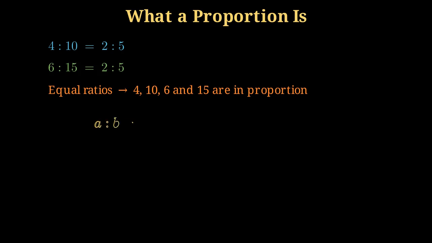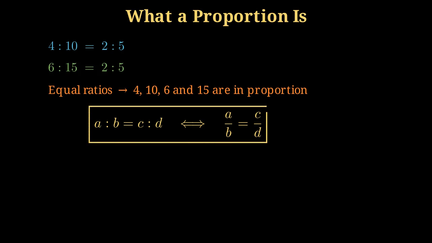In general, 4 numbers A, B, C, and D are in proportion if the ratio A to B equals the ratio C to D, and we can always write that as a fraction equation. A over B equals C over D. This one line is the whole ratio method.